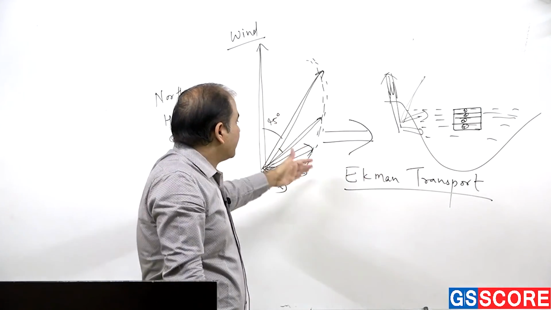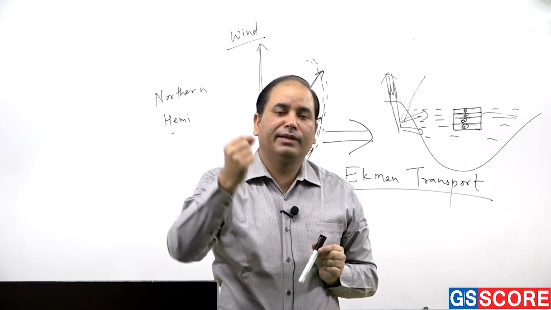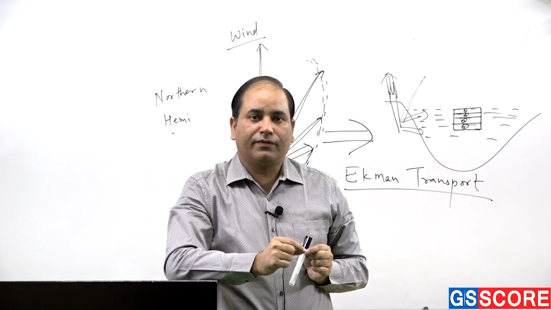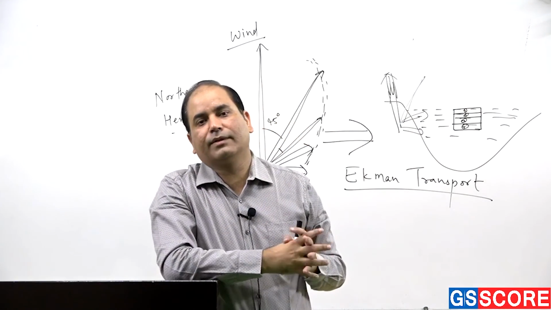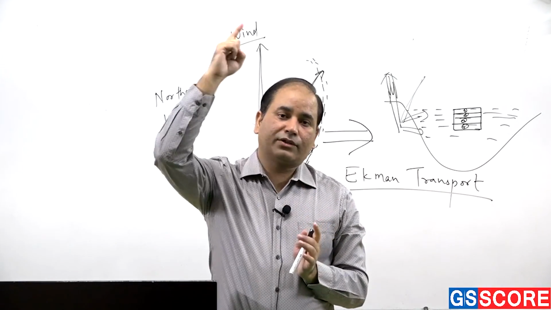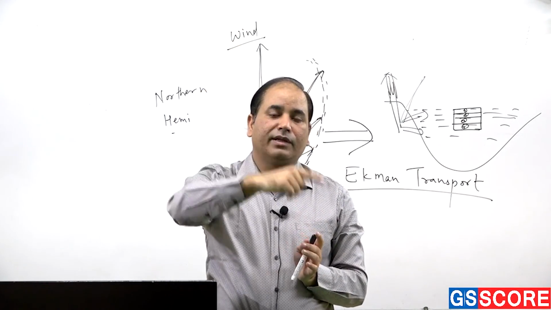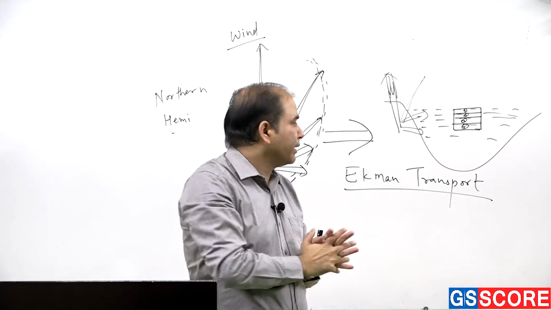This Ekman transport and Ekman spiral is also linked with one more very important phenomenon that we will discuss some time later, that is the geostrophic current. There are geostrophic winds in the atmosphere; similarly we have the geostrophic current. So that's it for Ekman spiral and Ekman transport.